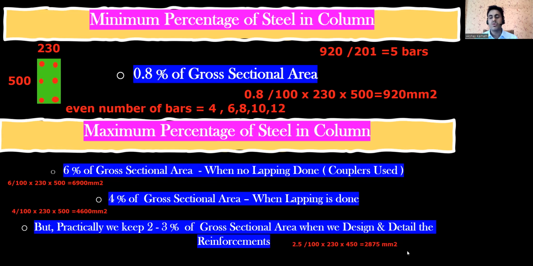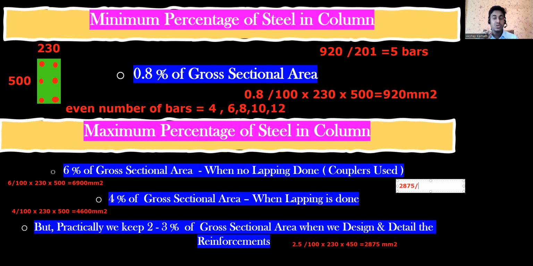Now you decide, for 2875 mm square, how many bars will come. Again, I'll go with the 16 diameter bar only. The area I need to cover is 2875. I'll divide it by the area of a 16 diameter bar, which is 201. You can take 20 also.